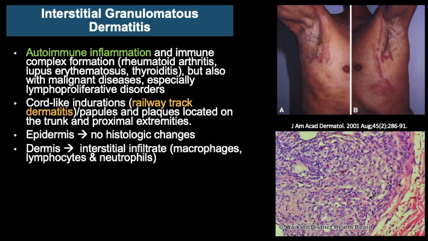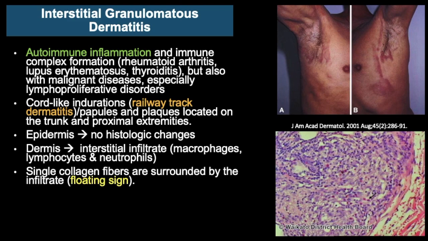Usually it is a dermal component without epidermal involvement, and we see interstitial infiltrate composed of macrophages, lymphocytes, and neutrophils, and we see the floating sign, which is the collagen fibers that are surrounded by those infiltrates.